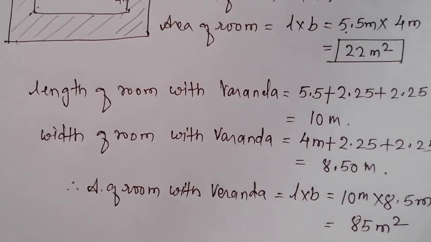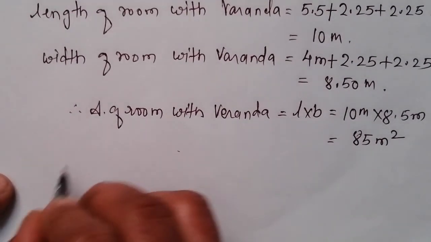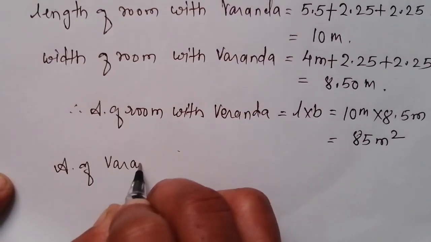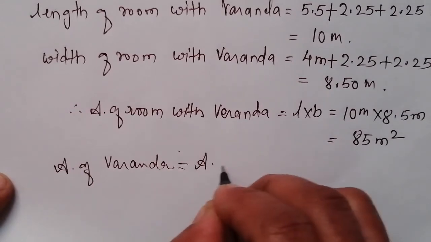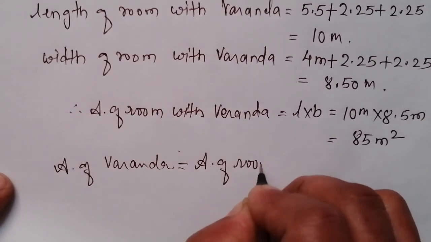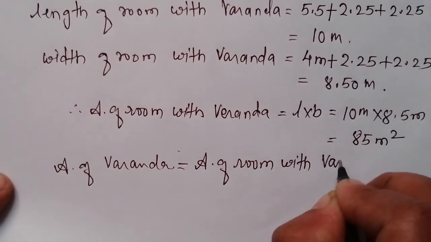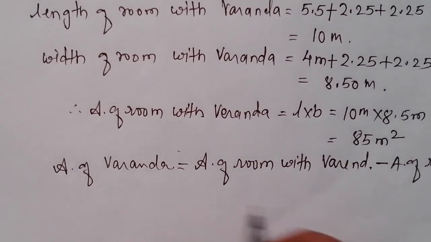Now the area of the veranda. Area of veranda is equal to area of room with veranda minus area of room without veranda.